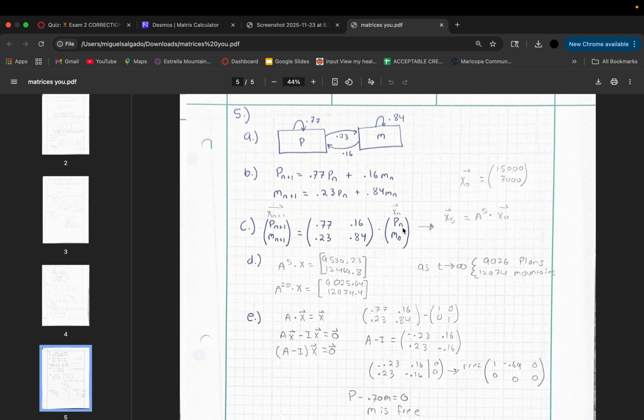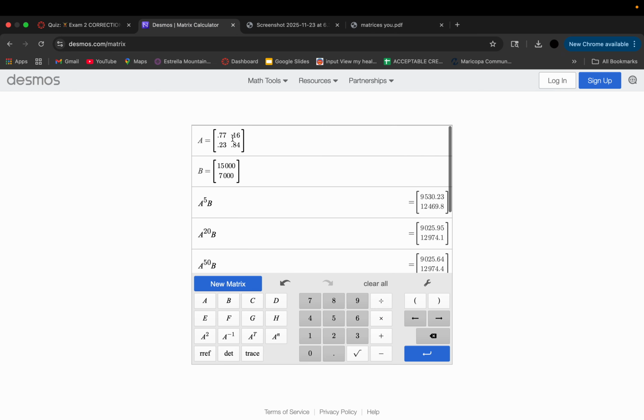So now we just have a distributive property, sort of. And now we can go ahead and construct that matrix that we needed. I actually already did the matrix as well. So if we head on over here, we have A: 0.77, 0.16, 0.23, 0.84. It's important that we keep the distinctions there.